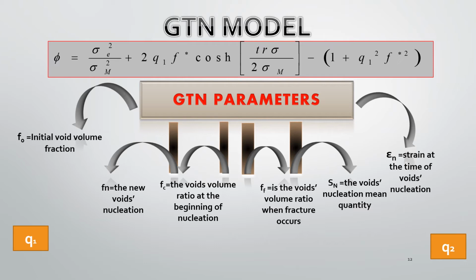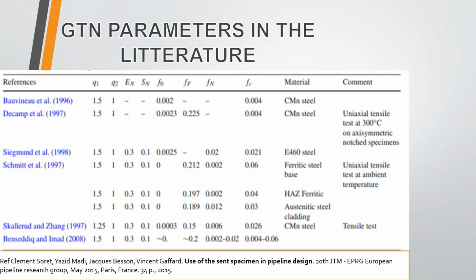Now we have 2 questions: how we could determine these parameters, and how sensitive those parameters are. Which are the most sensitive parameters that could influence our results? So I just mentioned that the values of Q1 and Q2 are fixed, and as you can see in the table, we can take Q1 as 1.5 and Q2 the value of 1. Still, the other parameters vary, which means that we need to study the most sensitive parameters of those 6 parameters.